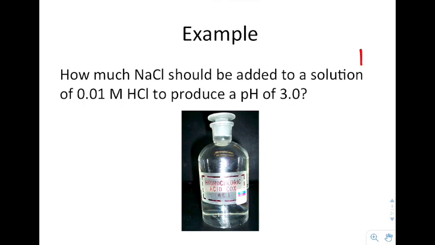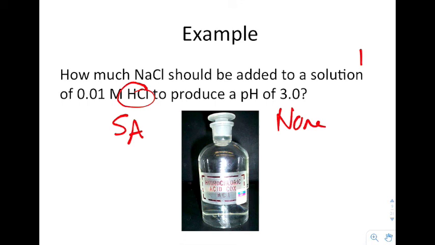Okay. So now it says, how much NaCl should be added to a solution of 0.01 molar HCl to produce a pH of 3? And the answer is none. This cannot be done with a buffer solution. You could eventually do it by adding enough to dilute the solution, but this cannot be done with a buffer solution that is considered to be a strong acid.